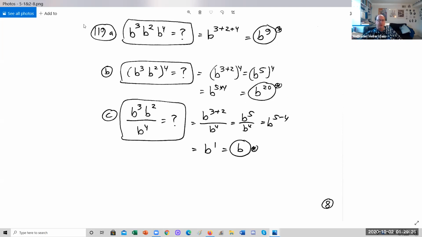Have b to the third, b to the second over b to the fourth here. Okay, we add the powers in the numerator, b to the 3 plus 2 over b to the fourth. That's b to the fifth over b to the fourth. Subtract the powers, 5 minus 4 makes 1, b to the 1, and that's the same as b.